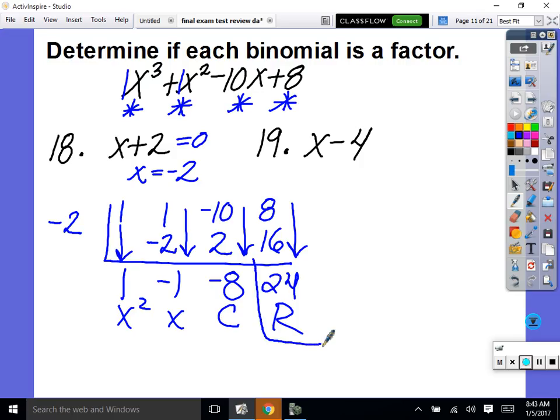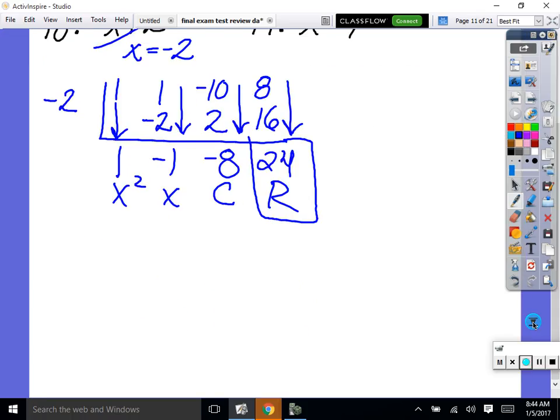So our remainder didn't come out 0. So this is not a true factor. If it was a true factor, the remainder would come out 0. So we would say no, because we had a remainder. So hopefully that reminds you how to do synthetic division. If we were just doing synthetic division, it asked us instead to do synthetic division, our answer would be x squared minus x minus 8. Our remainder is 24, so we'd say plus 24 over what we were dividing by, which was x plus 2. This is how we would write the new polynomial.